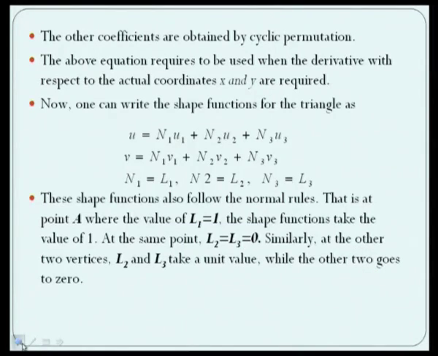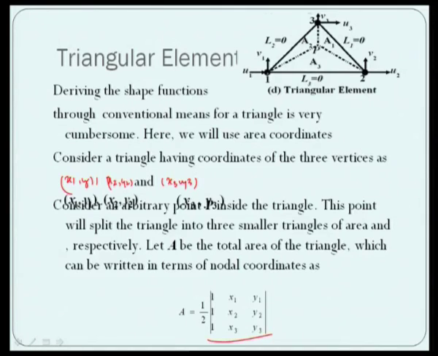To fix this, we can go back here. At this point L1 is equal to 1, and here L1 is equal to 0. If you come here, L2 is equal to 1 and elsewhere L2 is equal to 0. If you come here, L3 is equal to 1, and elsewhere L3 is equal to 0. So at this point L3 is 0, L2 is 0, but L1 is 1. If you look at here, L2 is 1, but L1 and L3 are 0. So it satisfies the property of the shape function, and at the same time we are able to formulate the element elegantly in a more convenient manner. The conventional method will give us a lot of problems.